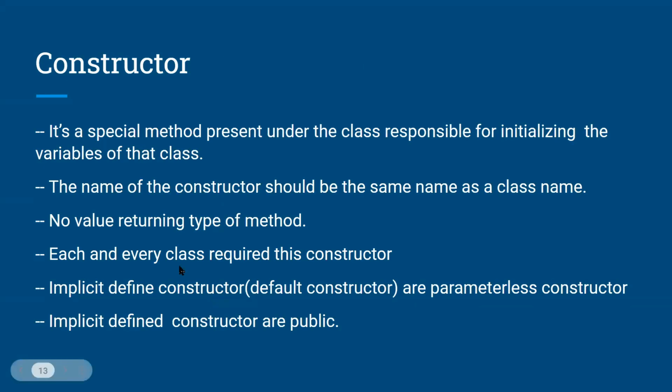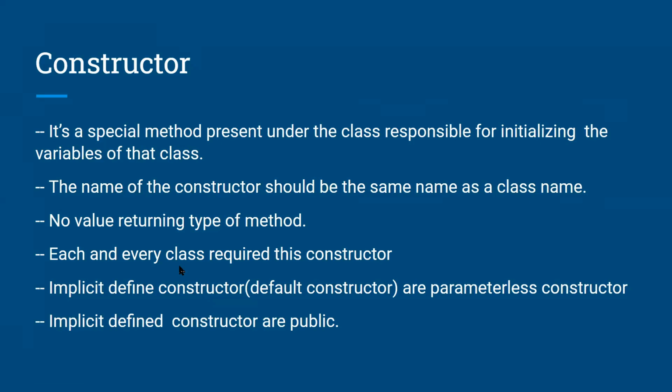Now we have number one point here under object-oriented programming, that is called constructor. It's a special type of method present under the class, responsible for initializing the variables of the class. Always remember that this is a property of the constructor: without a constructor, we cannot create the instance of a particular class, like an ABC class, or you can take any class in this example as well, right?